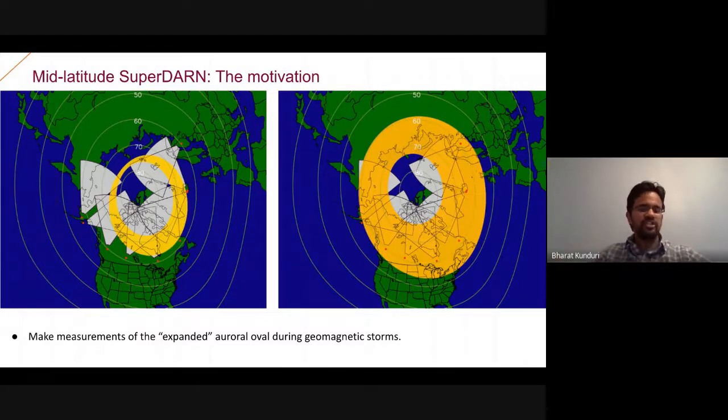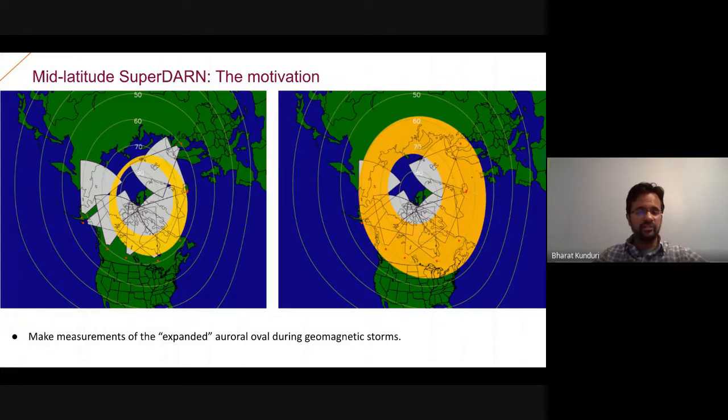The original SuperDARN chain was mostly centered above 60 degrees magnetic latitude, and the main motivation for moving to mid latitudes was that while the SuperDARN radars making measurements above 60 degrees magnetic latitude were providing really useful insights into two-cell plasma convection during geomagnetic storms or during intervals of strong geomagnetic activity, when the auroral oval is expanded, SuperDARN radars could not make measurements of the complete two-cell convection pattern.